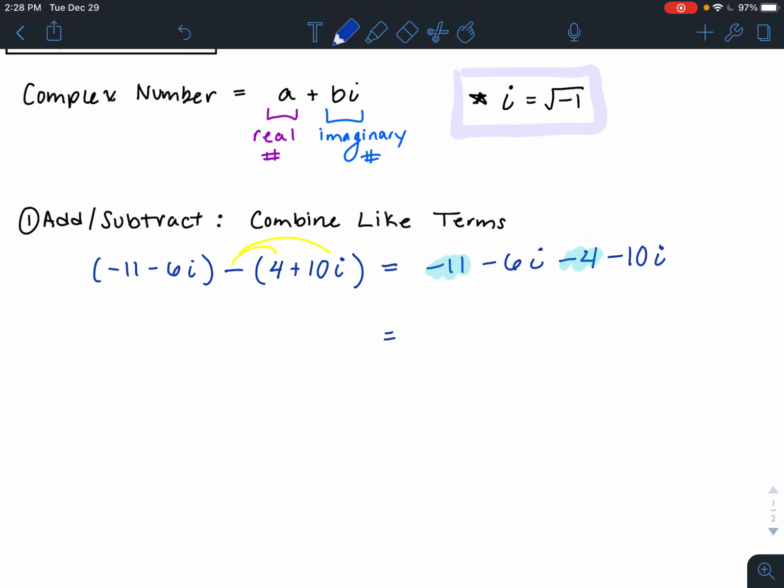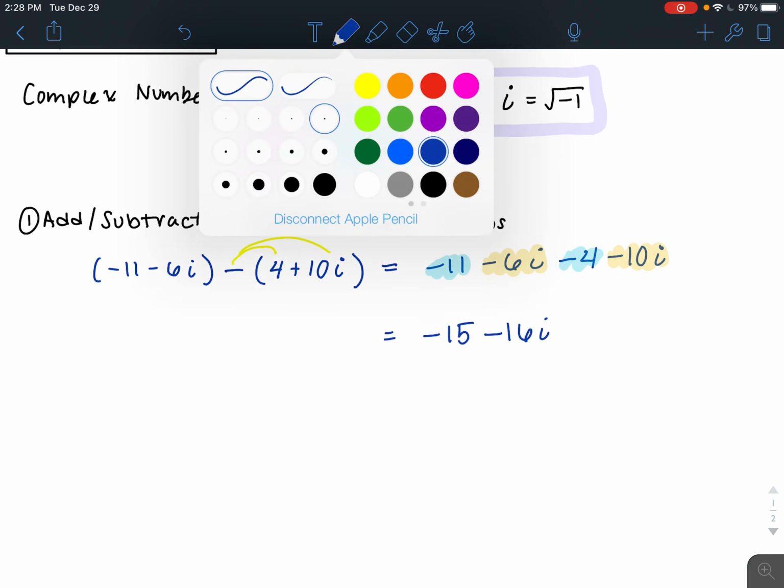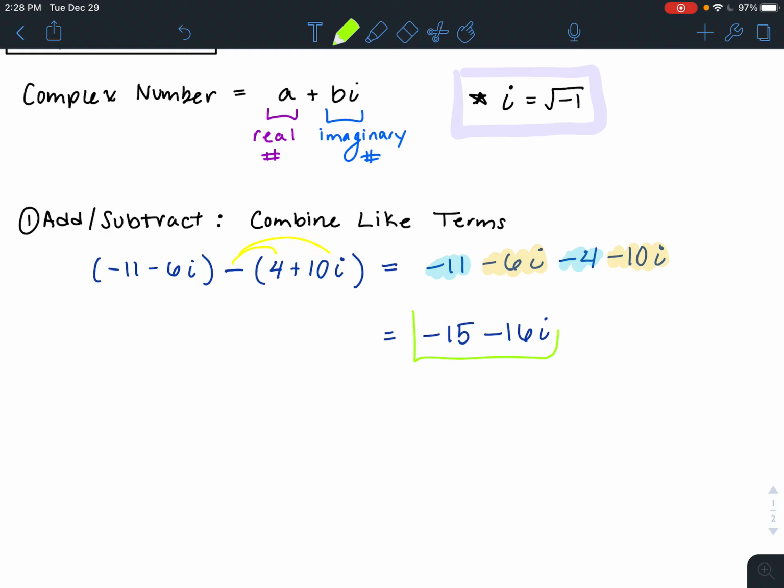And then I just want to go through and combine my like terms. So I have -11 and -4. That's going to give me -15. And then I look at -6i and -10i, and that's going to give me -16i, and that would be the final answer to that question. So you're just going to combine like terms. Remember, exponents don't change or anything when you're adding and subtracting. You just put them together.